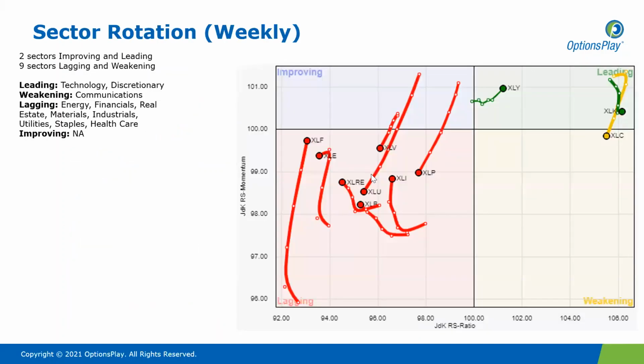Moving on to the sector rotation chart, we have 2 sectors in the improving and leading category, and we have 9 in the lagging and weakening category. So we are seeing leadership narrow quite drastically here. But again, we've seen this during the pandemic recovery period where we saw technology in the leading category and maybe potentially discretionary as well, provide leadership for months on end.